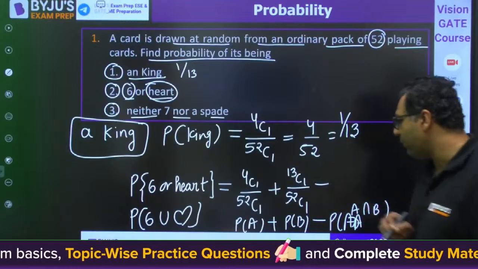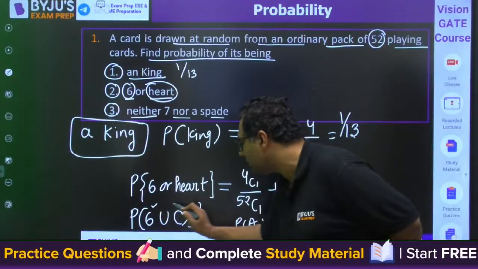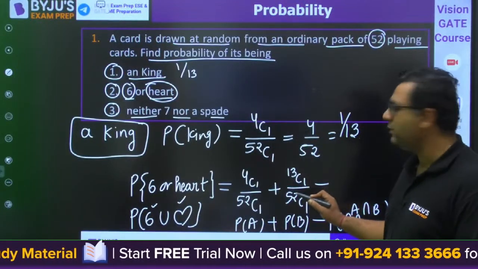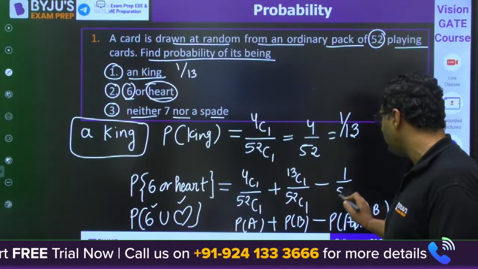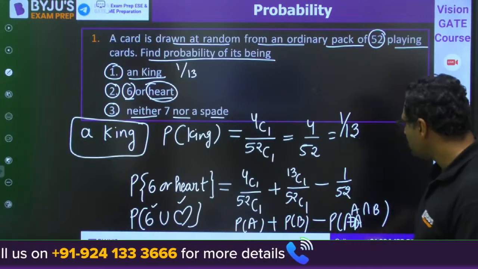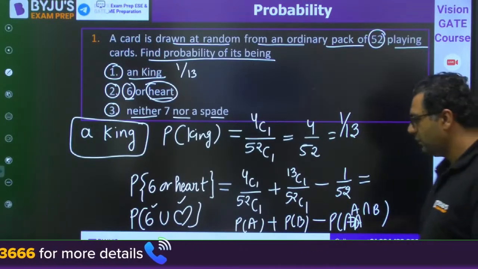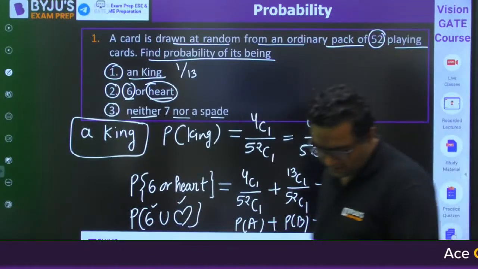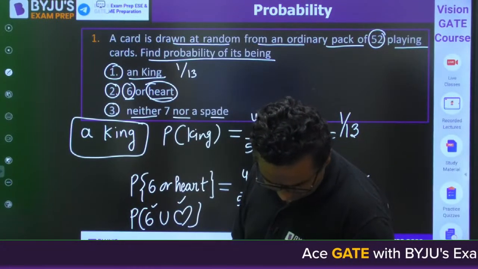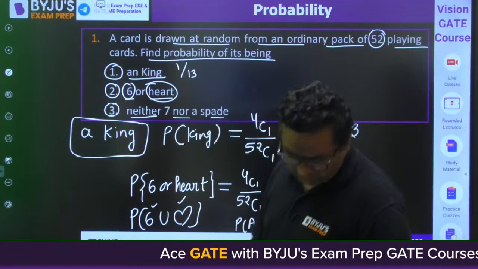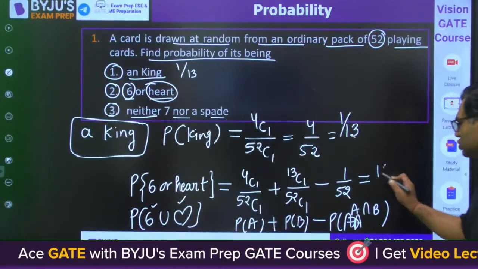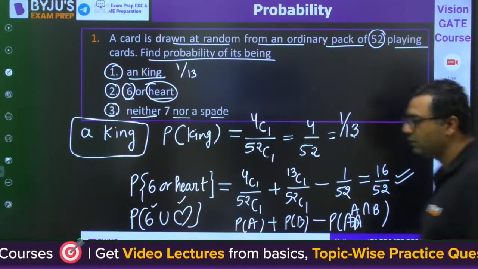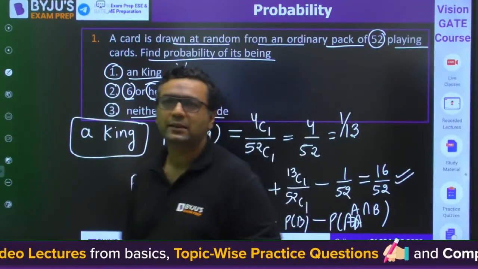So there will be a possibility that that card can be 6 and heart both. How many possibilities are there? I feel it is 1 by 52. So the answer will be coming out to be what? Are we getting 1 by 13 here? Let me see what we are getting. It is 16 by 52. So answers by Papa Ka Ghoda and Ganesh are correct. Yes.